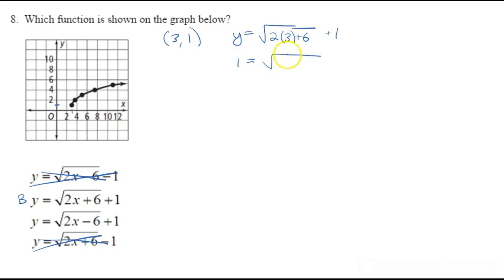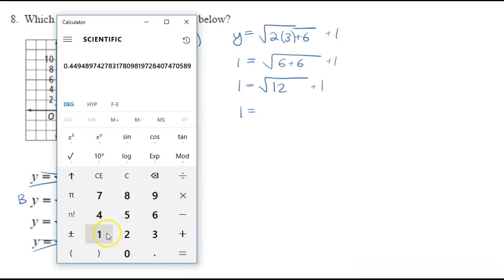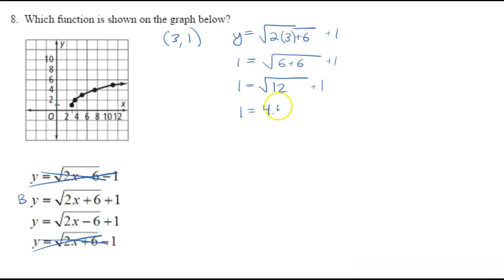So 2 times 3 is 6. 6 plus 6 is 12, plus 1. Well, I know right away it doesn't equal 1. If you want to get an exact number, the square root of 12 plus 1 is around 4.46. So that did not work out.